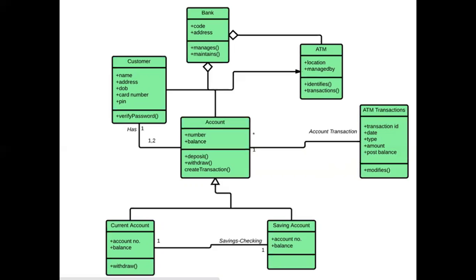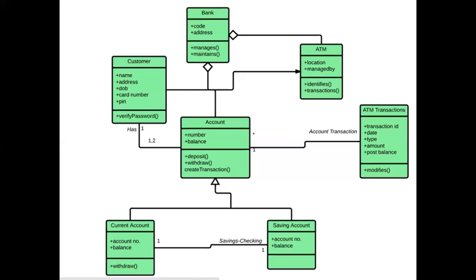Next, every bank has some attributes. Suppose the bank has an address, IFSC code, and bank name. Every ATM has a location and is managed by a particular bank. The transaction has different attributes: transaction ID, date, type of transaction, amount, and post balance. The account has some properties: the name of the account holder and balance. The customer has different attributes: name, address, date of birth, card, and pin number.